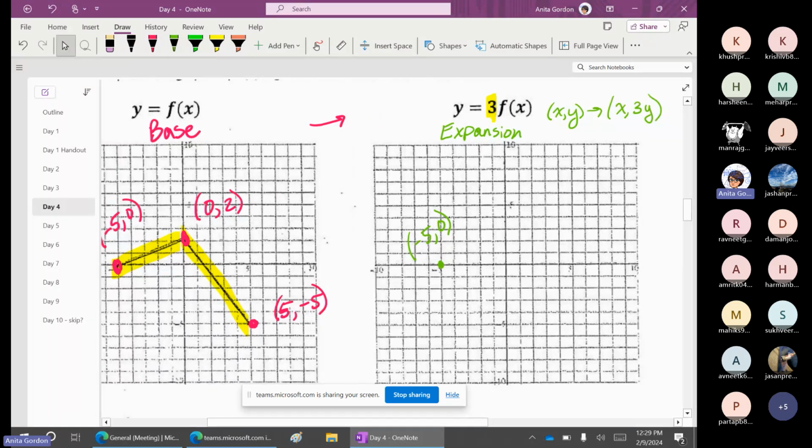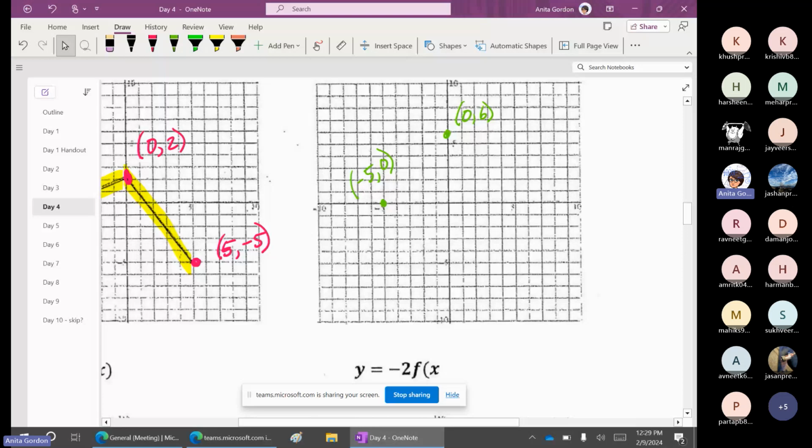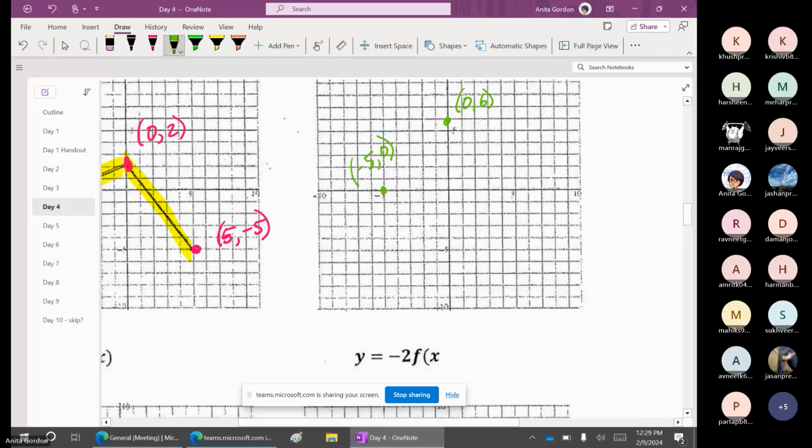Okay, 0, 2 is where? 0, 6. Right, multiplying only the y value by 3, and then where's my last coordinate? -5, -15, so it's like way down here. Oh, no, not -5. +5. -15, so a little bit off the charts, and that's okay.